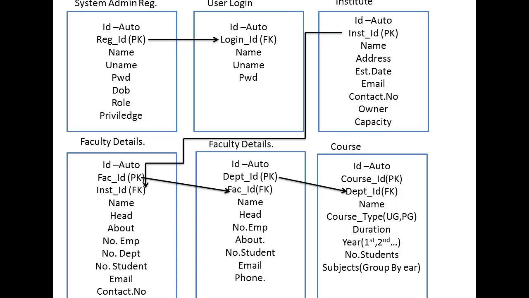You have a department ID, department name, name of the department head, number of employees, number of students, email, and phone number. And you have the course, which has a course ID, the department ID, the name, the type of the course, whether you do a PhD course, the duration of the course, the year, probably first year, second year, third year, the number of students, and the subjects, which is grouped by here.